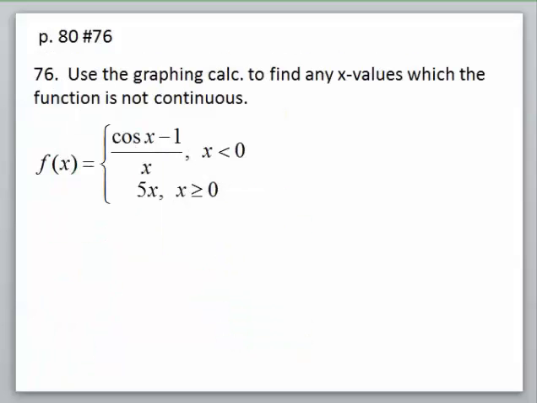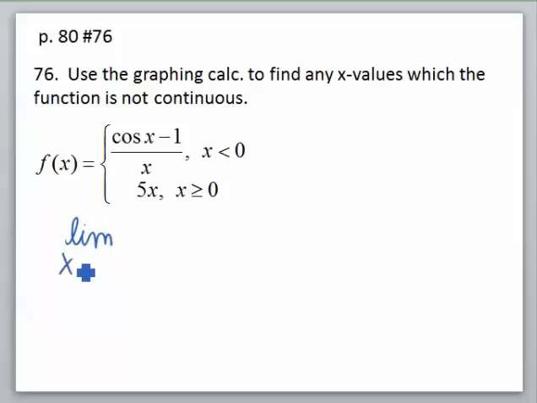On this next part, we were supposed to use a graphing calculator to find any x values for which the function is not continuous. What I know about this is that the only value where it would not be continuous is if x was equal to 0. And this is a line, so I really just need to see if these match up, just like I did in the very first problem of this video.